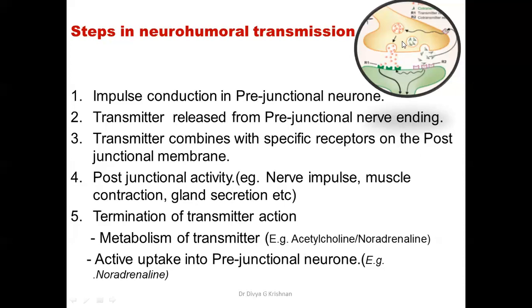So you already know that they were released from the prejunctional neuron. Now when they're taken back into the prejunctional neuron, the action will be terminated. This is called the reuptake into the prejunctional neuron. So noradrenaline is also taken up into the prejunctional neuron, and this also terminates the action of noradrenaline. So you can see the termination of action of noradrenaline is occurring by either metabolism as well as by the reuptake mechanism, whereas the termination of action of acetylcholine is occurring only by the metabolism.